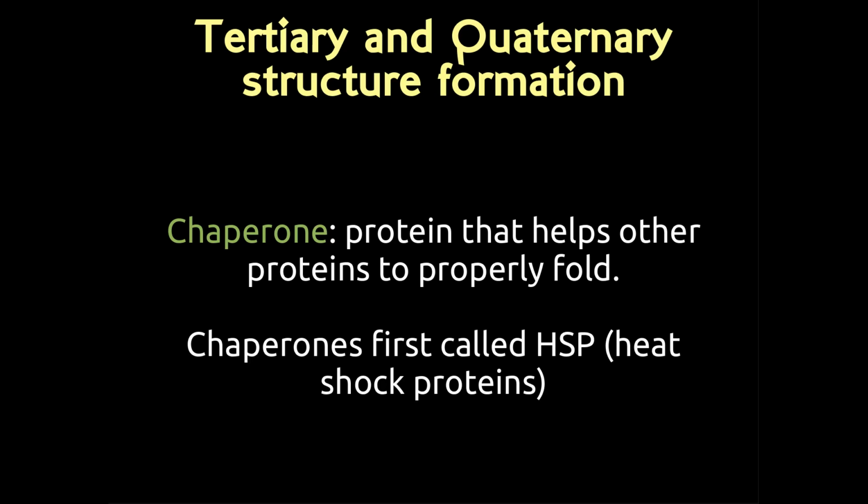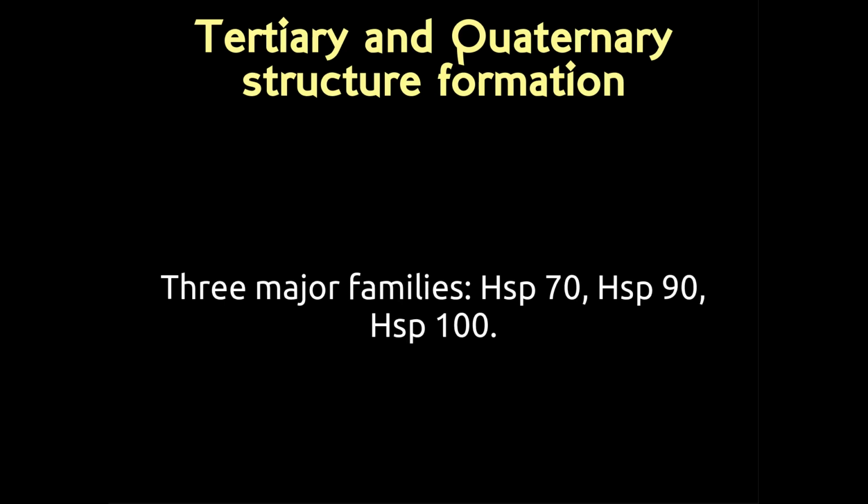Now, chaperones were originally called heat shock proteins because we first discovered them becoming much more abundant in cells after they had been subjected to high temperatures, and thus heat shock. But now we know that they actually assist protein conformation in many situations. It's not just heat shock. That's just the first place that we discovered them. And there are three major families here: the heat shock 70 proteins, the HSP90 or heat shock 90, and the heat shock protein 100. Each of these is named because of the approximate weight in kilodaltons of each of these proteins.